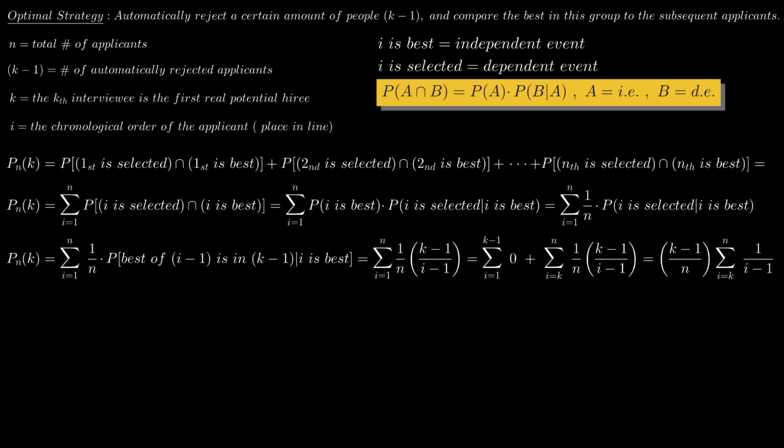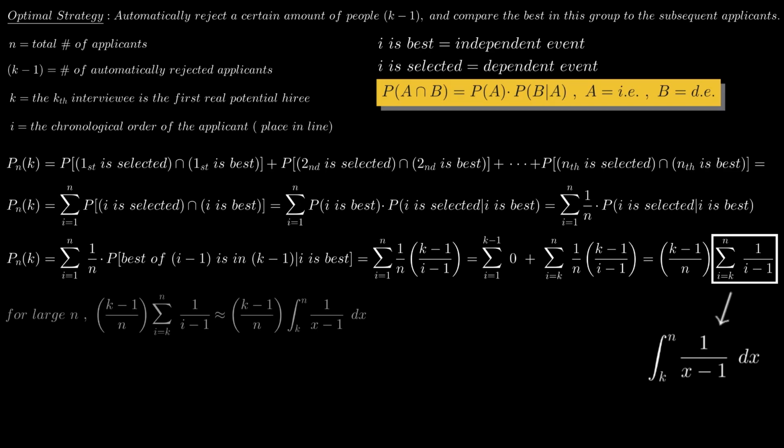So when n is large, k minus 1 is approximately k, or n minus 1 is approximately n, correct? And this sum here is approximately the integral from k to n of 1 over x minus 1 dx, since the sum and the integral represent the same thing, the area under the curve. So now we have Pn of k approximately k minus 1 over n times the integral from k to n of 1 over x minus 1 dx. And we integrate this and we get k minus 1 over n times ln of x minus 1, and you plug in the endpoints.